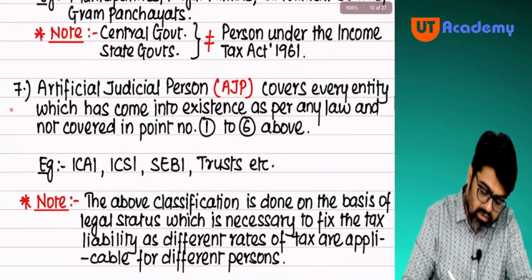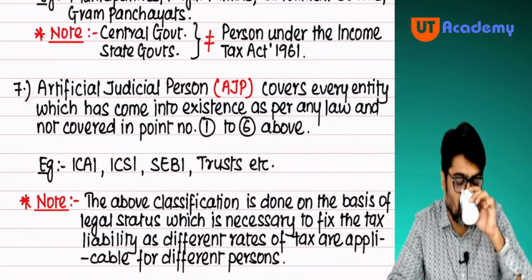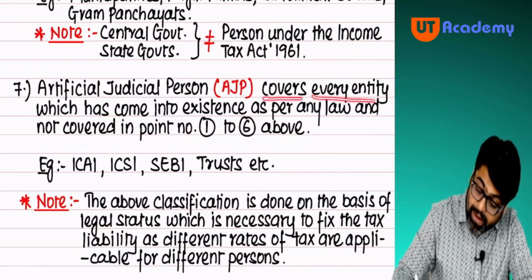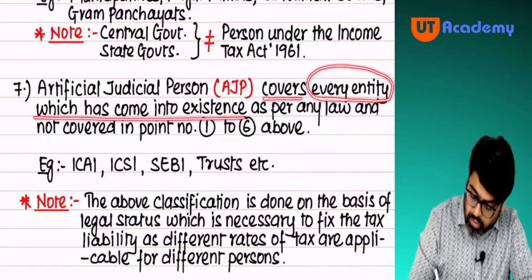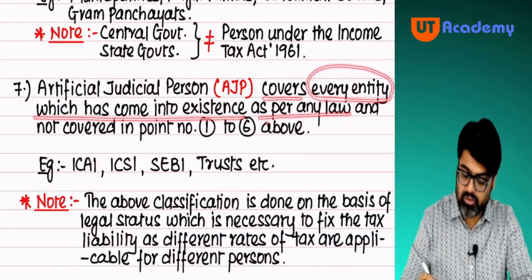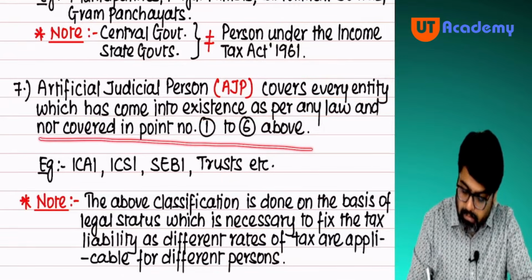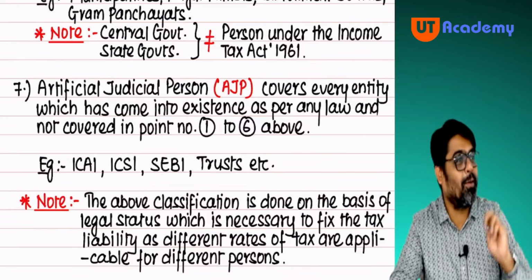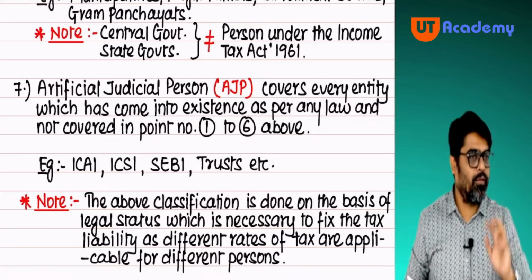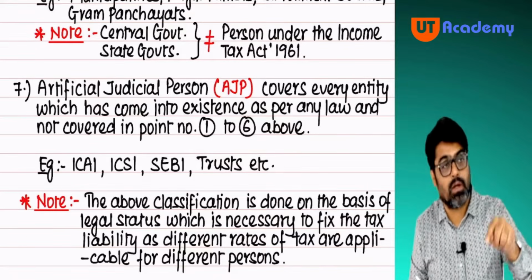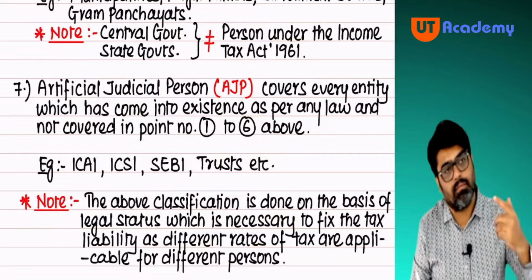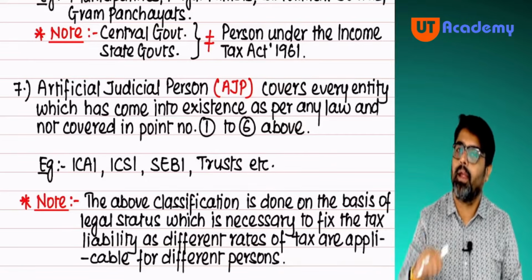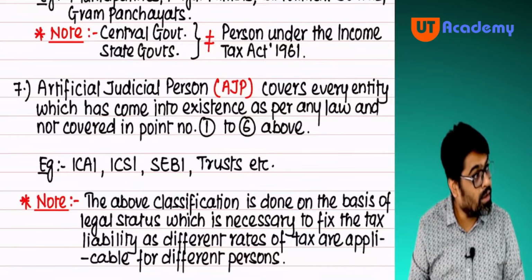Now, last but not the least, artificial judicial person. I want you to read this seventh part. Read it. AJP covers every entity which has come into existence as per any law, and is not covered in the earlier points. See, this is very dangerous. How smart the government is. First of all, they said, are you an individual? You are a person. Oh, HUF, you are also a person. Then, oh, you are a company, a person. Firm, including LLP, you are also a person. AOP, BOI, then also you are a person. Local authority, you are a person.